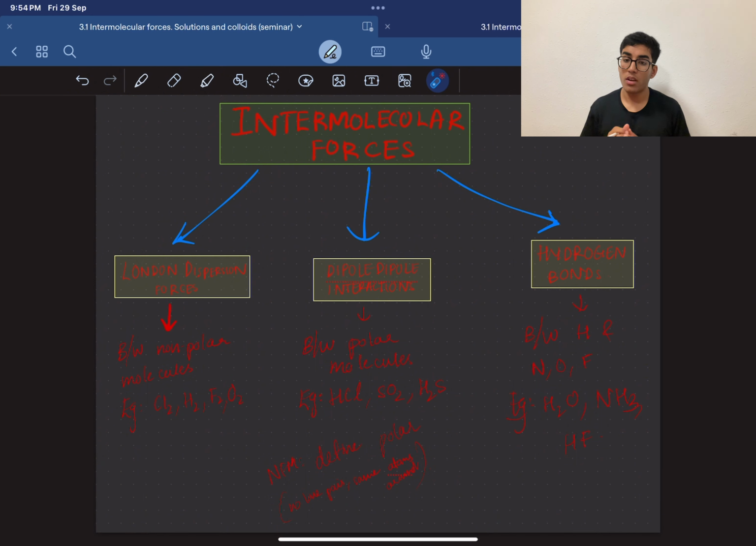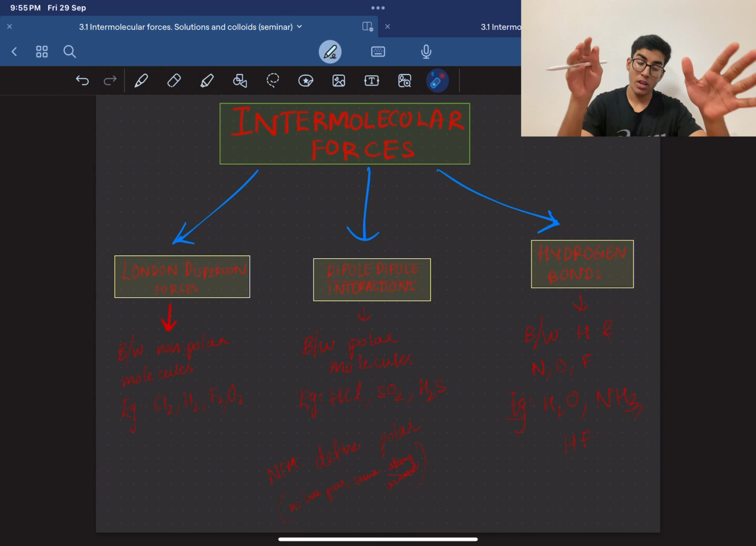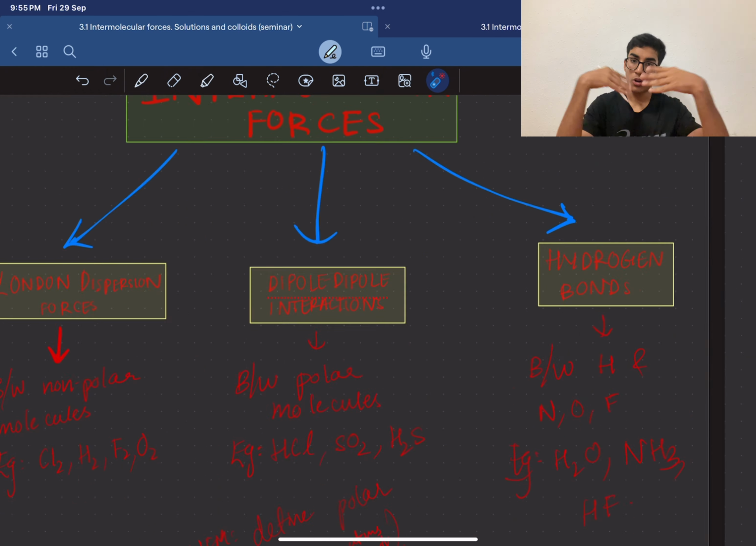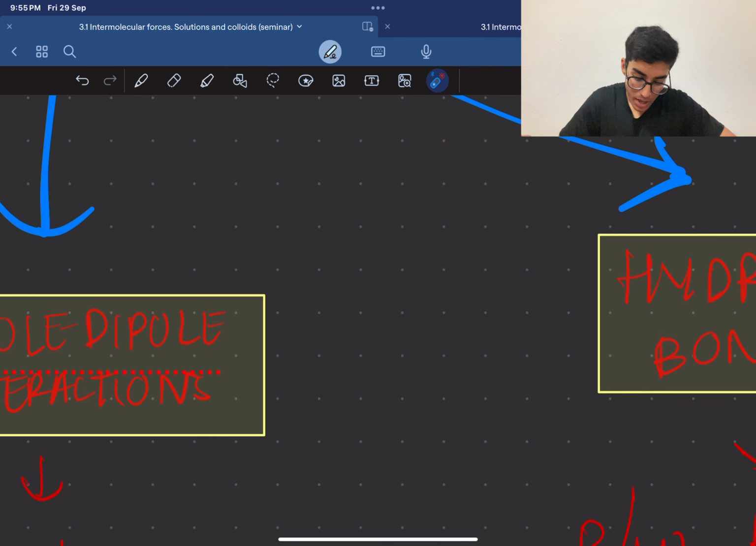Polar and non-polar. Of course, we know polar has charges, a plus and a minus. But how do you just look at a molecule and understand if it's polar or non-polar? This is a trick I'm going to give you. The lectures didn't tell us this.